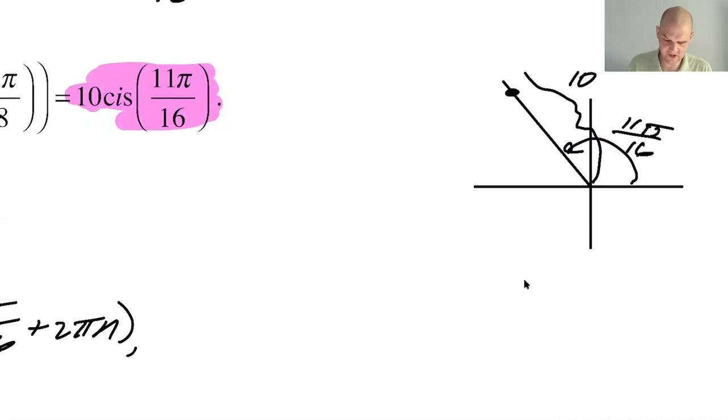Someone tells you, close your eyes, rotate 11 pi over 16, walk forward 10 units. This is where you'll end up. There's another way to do it. Someone could tell you to close your eyes, and instead of rotating 11 pi over 16, they could tell you to rotate whatever this is, right?